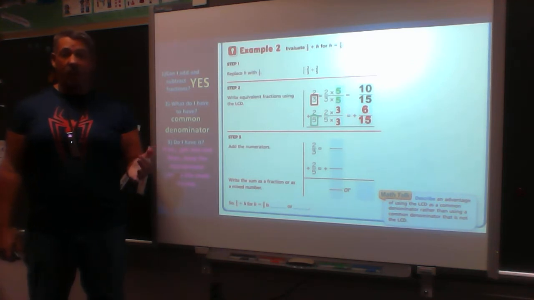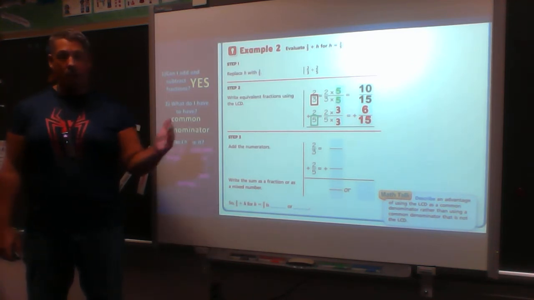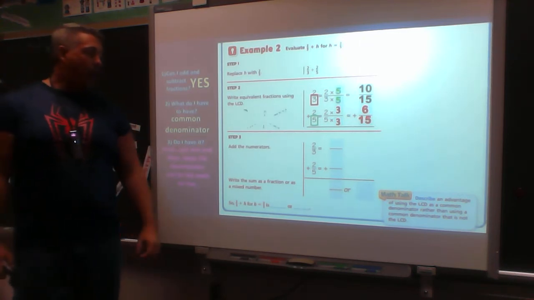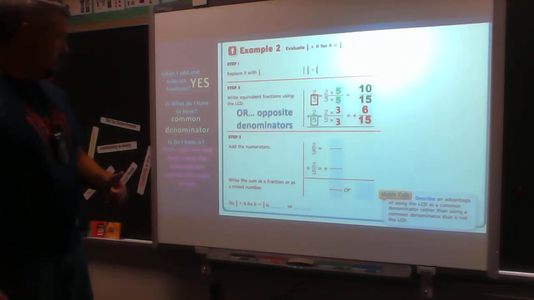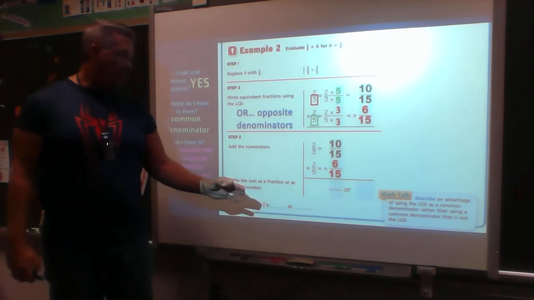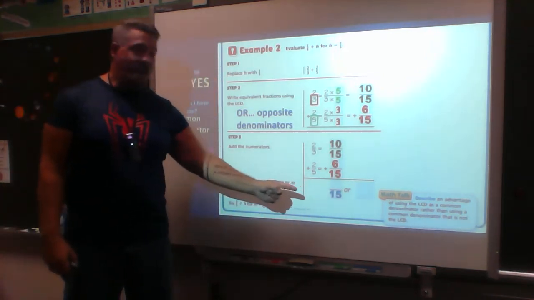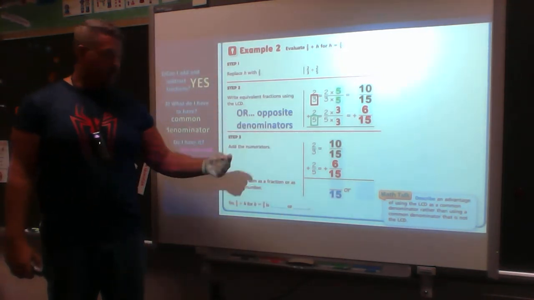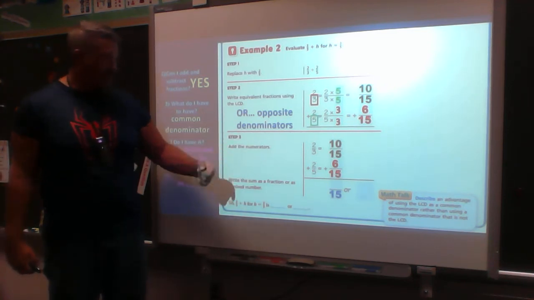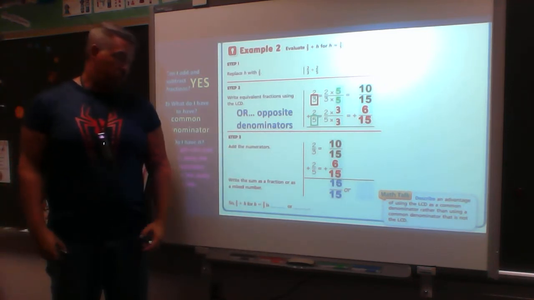And this is key, because some people will just rush through it and they'll end up with 30 as their denominator. Wrong answer. Have to keep my denominator. Okay? So when I have my denominator 15, then I can add my numerators. And that gives me 10 plus 6, which is 16.